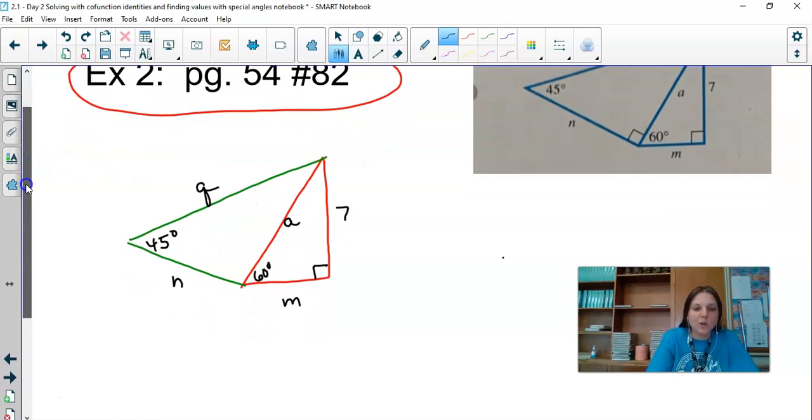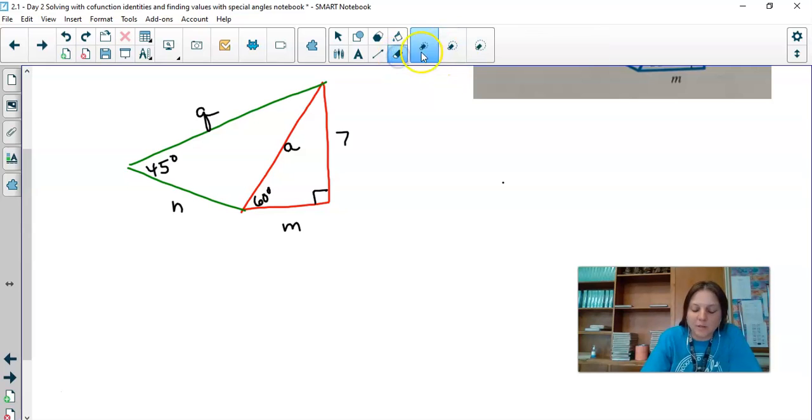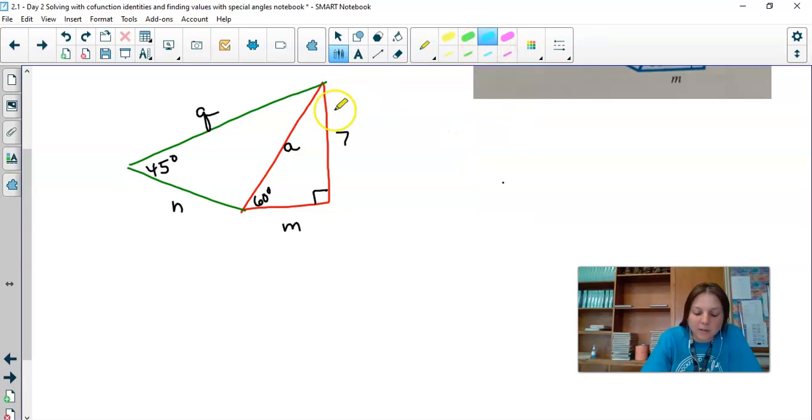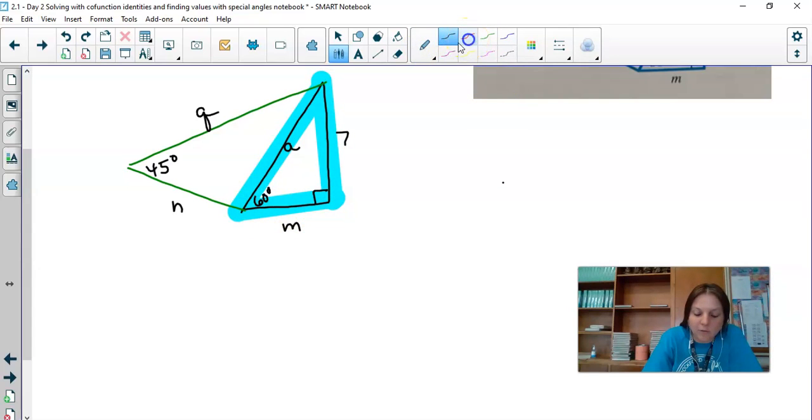I'm going to start with the only side that is given. That is this side over here, which is labeled as 7. And what I'm going to do first is I'm going to highlight this triangle so that I can see the triangle that I'm working with. So I'm actually working with this triangle over here on this side. If you look at the angles that are given, this is a 60, this is a 90. So this one would have to be 30. This is a 30, 60, 90 triangle.